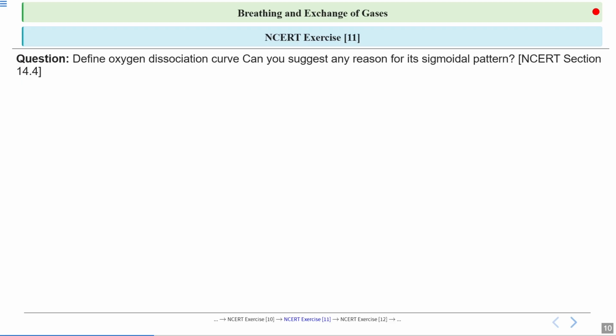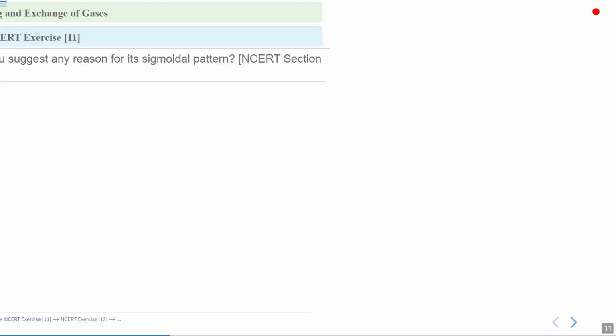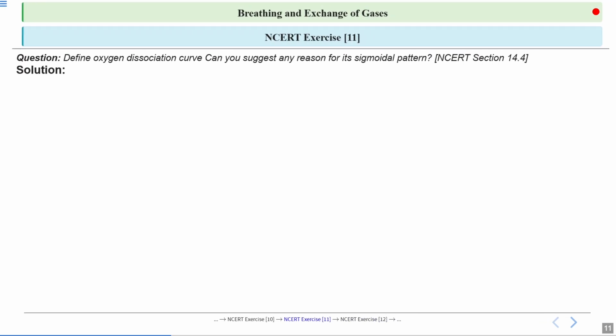Next question is here: define oxygen dissociation curve. Can you suggest any reason for this sigmoidal pattern? We must have seen the sigmoid pattern of the oxygen dissociation curve, right? Why does it have such a sigmoidal pattern? NCERT section 14.4, the question has been asked. Let us see the answer of this question. So the first question is: define oxygen dissociation curve.